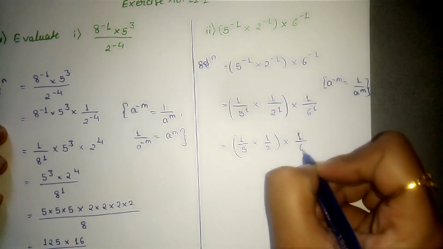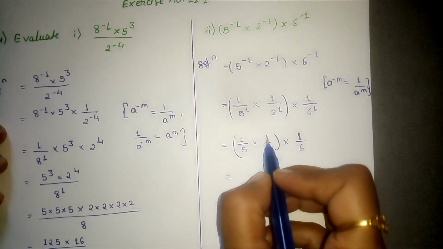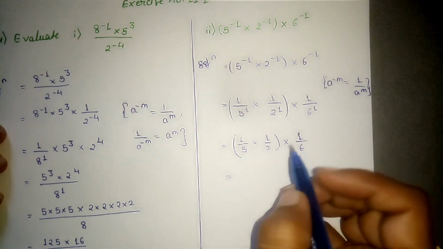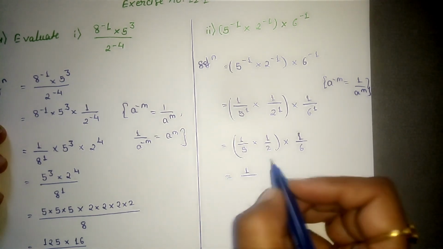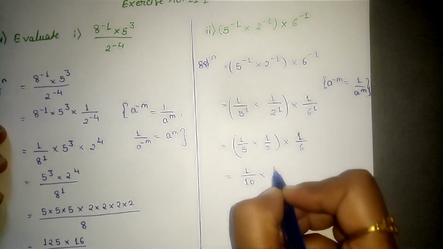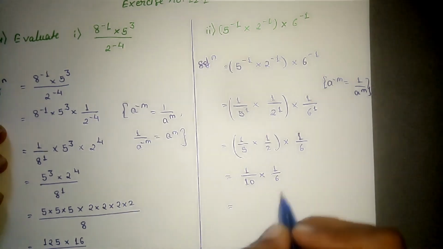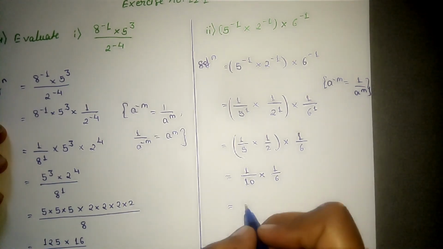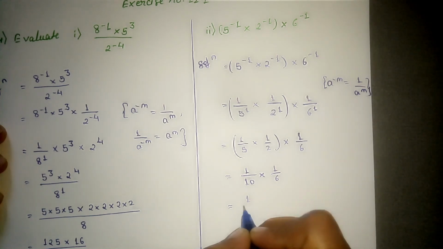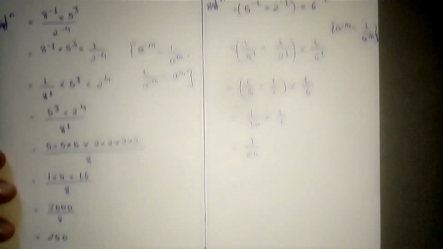Now here multiplication is given, so multiply the numerator with numerator and the denominator with denominator. So 1 into 1 will be 1, and 5 into 2 will be 10, into 1 upon 6. Now again multiplication is given, so again we multiply numerator with numerator and denominator with denominator. So 1 into 1 is 1 divided by 10 into 6 is 60. So this is the answer for the given evaluation.